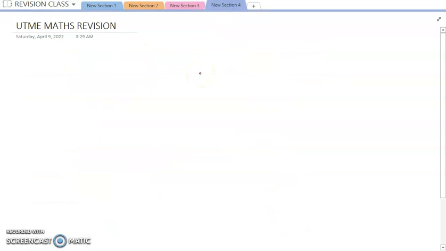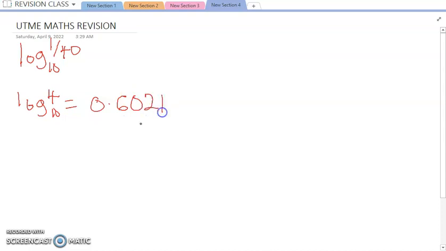This question is quite interesting. The question says we should find the value. Look at the question. Find the value of log base 10 of 1/40. We were told in the question that log base 10 of 4 is the same thing as 0.6021. They now want us to apply this in finding log base 10 of 1/40.